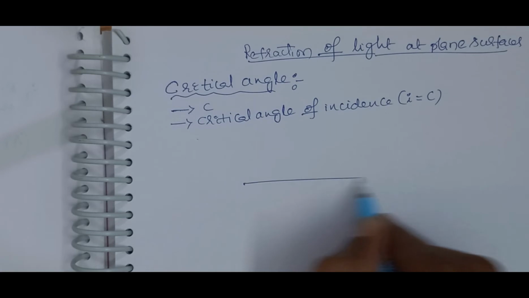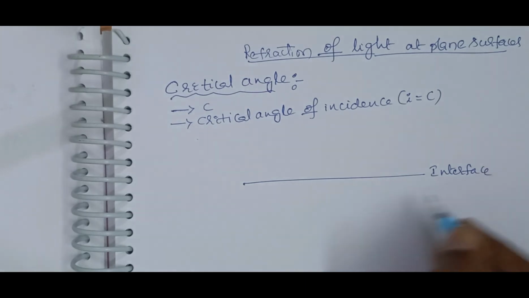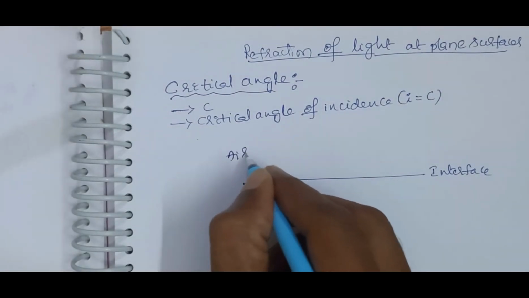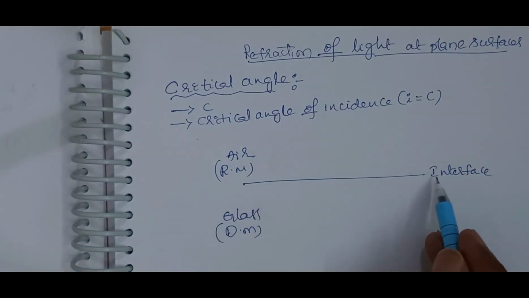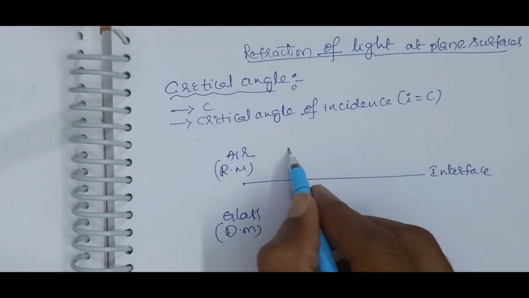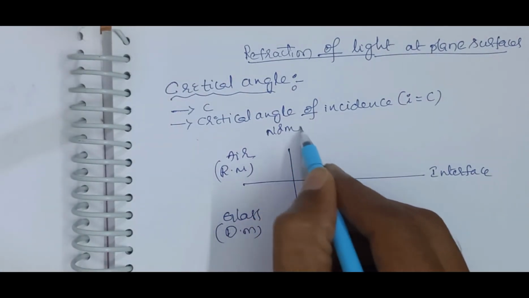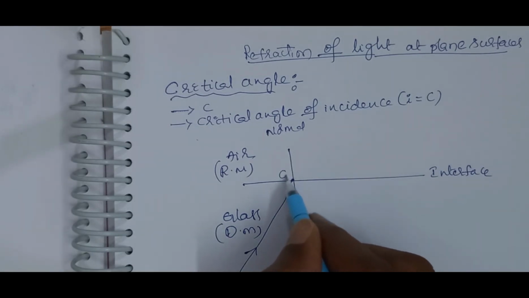For example, it is the interface between denser medium and rarer medium. For example, it is a glass, denser medium. It is air, rarer medium. So this is the top surface of the glass, which is separating both media, air and glass. So now it is a normal to the interface. Now we are sending the light ray from denser medium into rarer medium, and this is called the point of incidence.